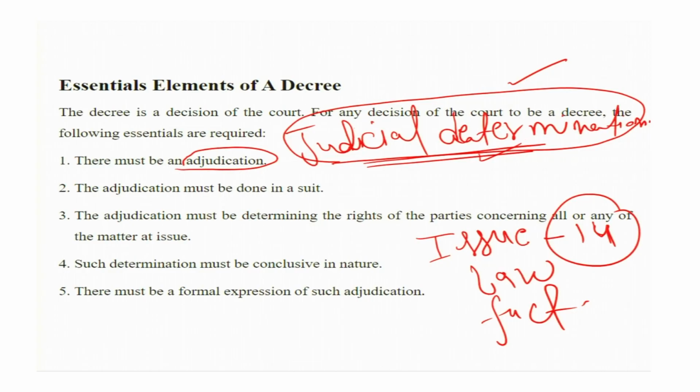Otherwise, pleading: the plaint is drafted by the plaintiff, and the written statement is by the defendant. Then the court, after going through the plaint and written statement and after hearing both the parties, will frame a few issues. Those issues, for example, suppose there is a suit for recovery of possession of immovable property.